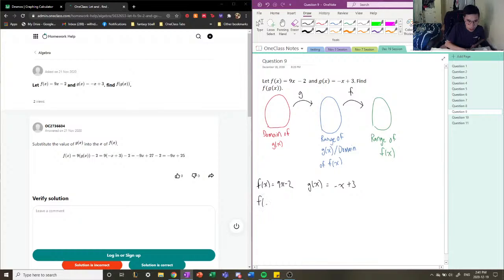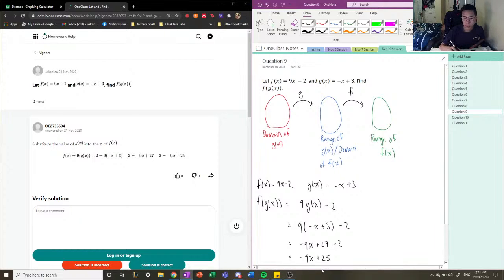So f of g of x can also be written as 9 times g of x minus 2. We're going to substitute all values of x with g of x. So if we plug it in, we get 9 times negative x plus 3 minus 2, and we get negative 9x plus 27 minus 2, and we get negative 9x plus 25.